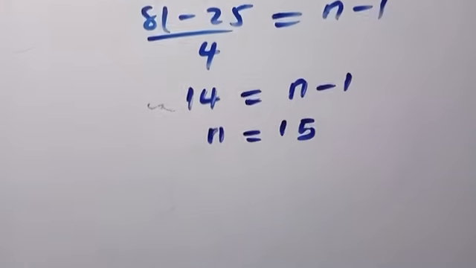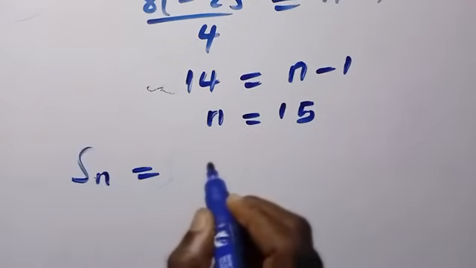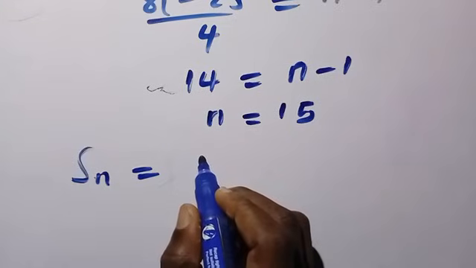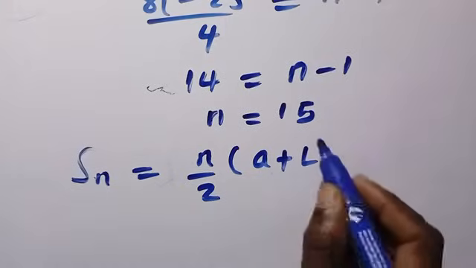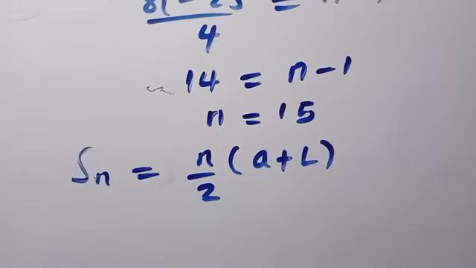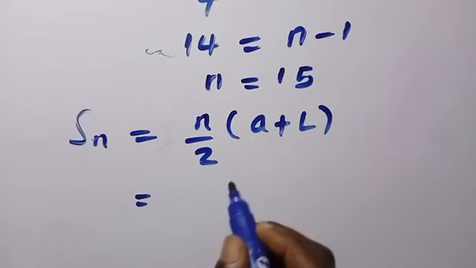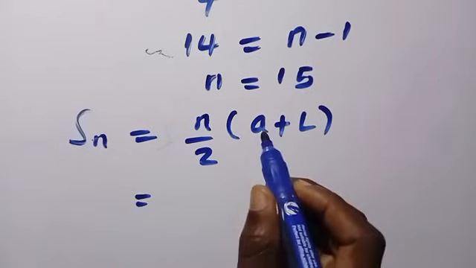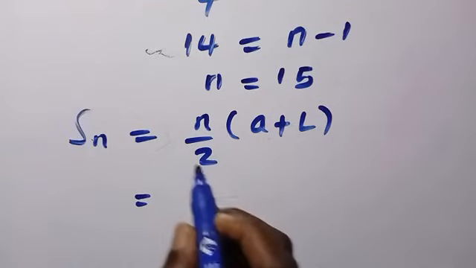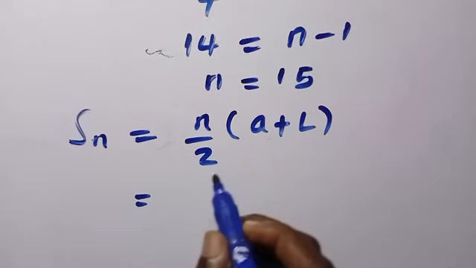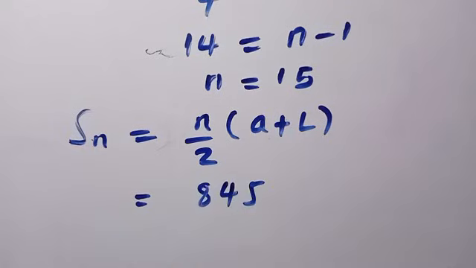And we can now find the sum of all the terms using this formula. The sum of all the terms is given as n over 2 into bracket of a plus l. And since n is 15, by plugging n here, we are going to have 15 over 2 into bracket of first term 25 and the last term 81. So when we apply it and divide everything by 2, what we are going to have is 795.